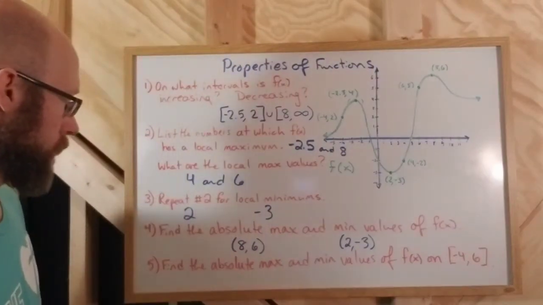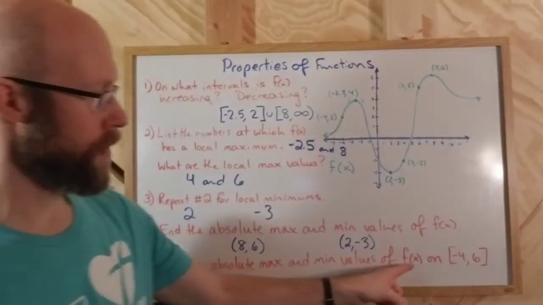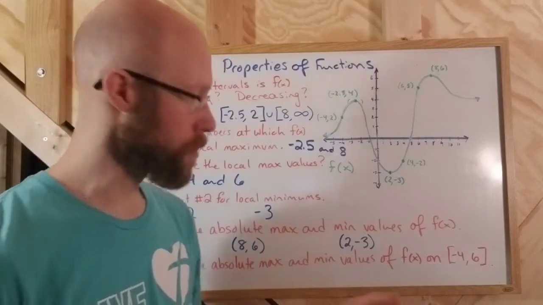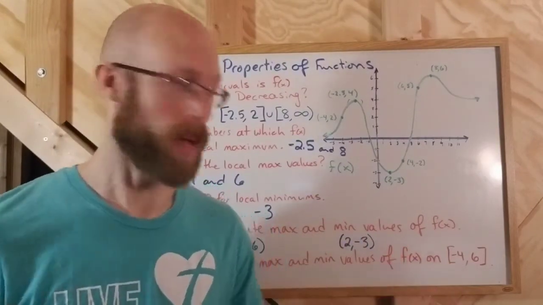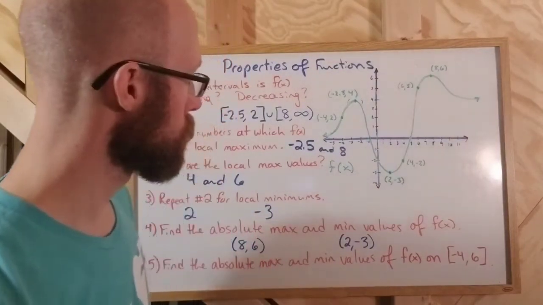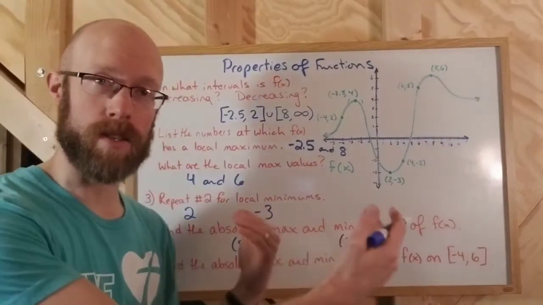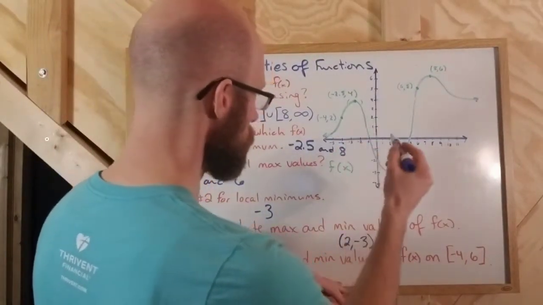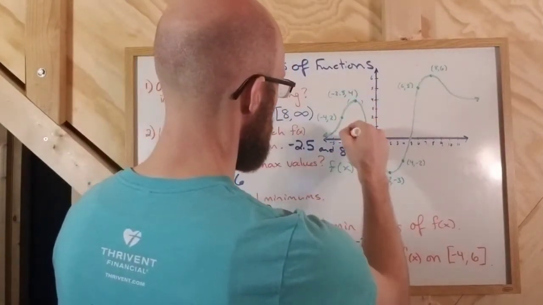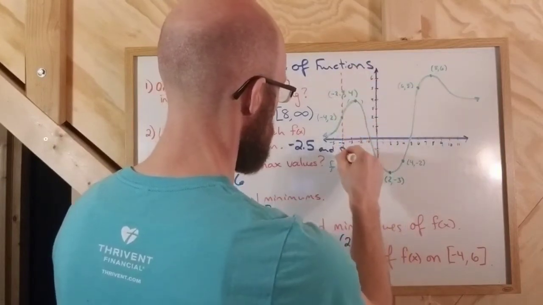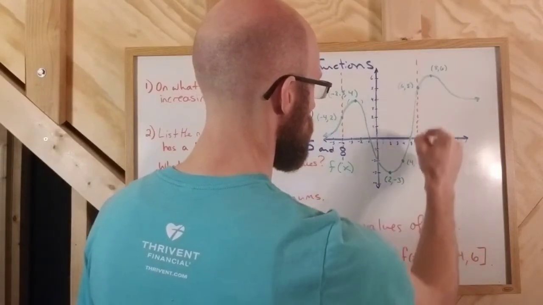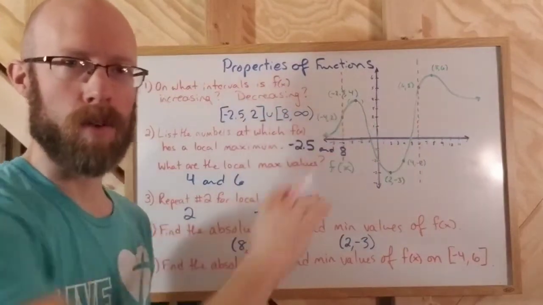And then number 5 here, my last question, it says find the absolute max and min values of f of x on a particular interval. And so what we're going to do is chop off the rest of the graph. I'm just looking at a particular closed interval and looking for the max and min on that interval. So from negative 4 to 6, well, that's an x-axis interval. So what I really want to do is sort of chop this graph off. I'll use maybe a red line here. Chop the graph off at negative 4 and at 6, and ignore everything outside of that interval.